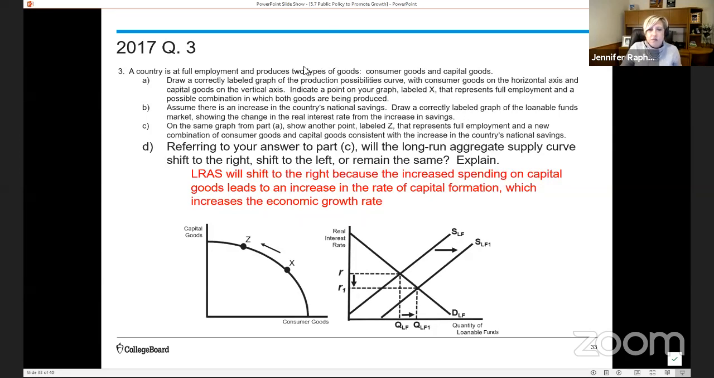So you might have noticed, wait, there's no public policy in this question. This isn't a 5.7 question at all. And you're right, it's not. But remember, government policy can influence national savings. So think about what this question could have asked you that would have been a 5.7 question: how could government increase or affect an increase in national savings? And that question is going to show up in your homework for tonight.